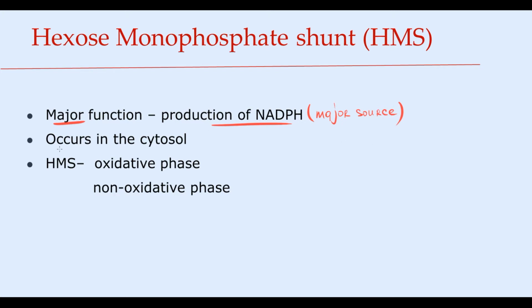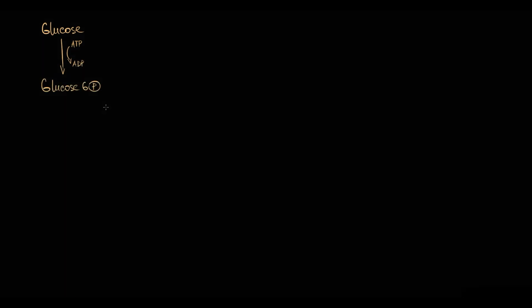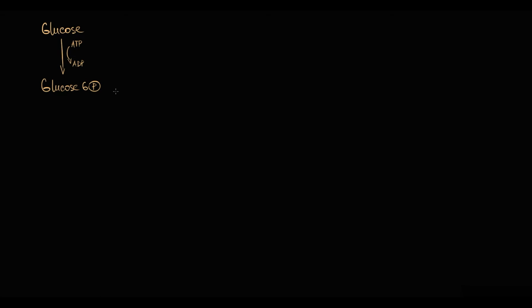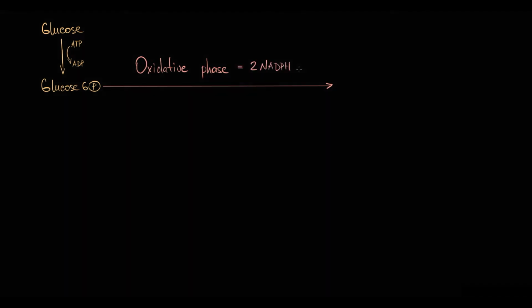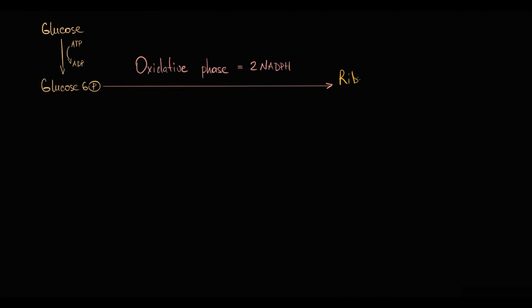Hexose monophosphate shunt occurs in the cytosol, and this process consists of two phases, oxidative phase and non-oxidative phase. The general picture of hexose monophosphate shunt is that when glucose enters into the cell, glucose is trapped by phosphorylation with formation of glucose 6-phosphate. Initially, glucose 6-phosphate is degraded in the oxidative phase of hexose monophosphate shunt. Oxidative phase results in production of two NADPH molecules, and the end product of oxidative phase is ribulose 5-phosphate.